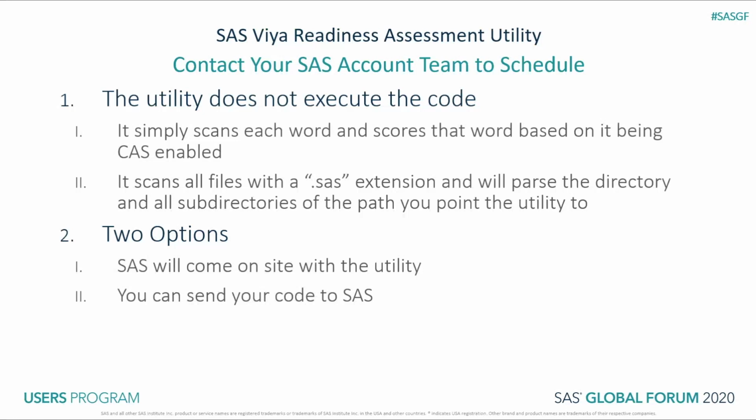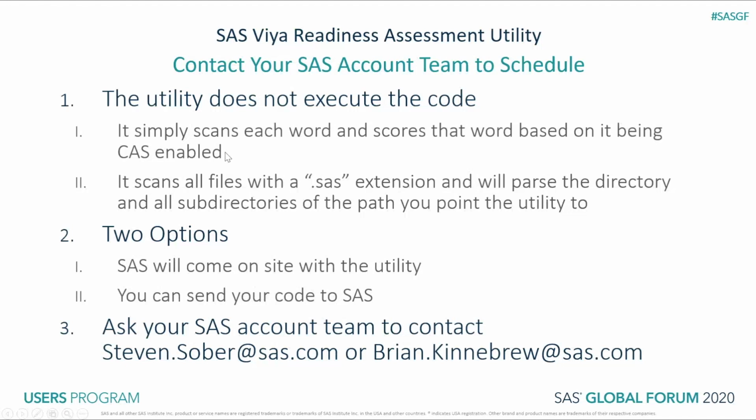You have two options. The most popular is SAS will come on site with the utility and work with you to install it, configure it, run it, and then explain the findings. The second option would be you would send your code to SAS. We would run it through the utility and then schedule time to present our findings. Whichever option you want to use, simply ask your SAS account team to contact myself, Stephen Sober, or my colleague, Brian Kinnerbrew, and we will assist the SAS team to run the utility against your code.